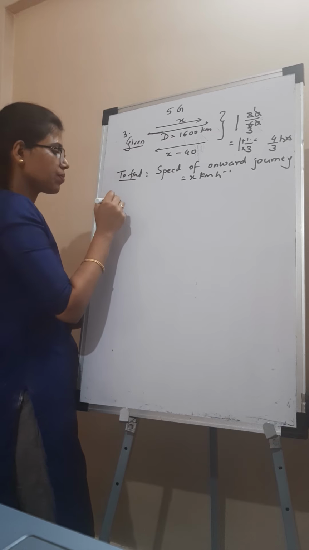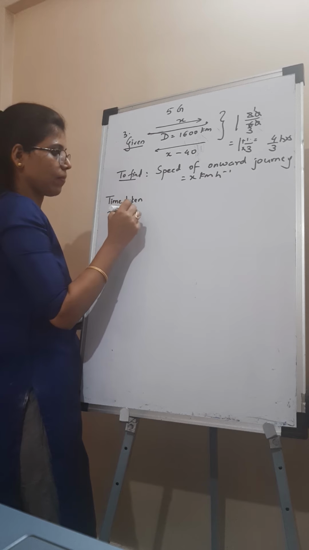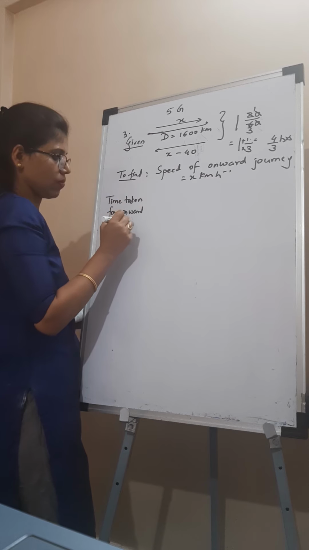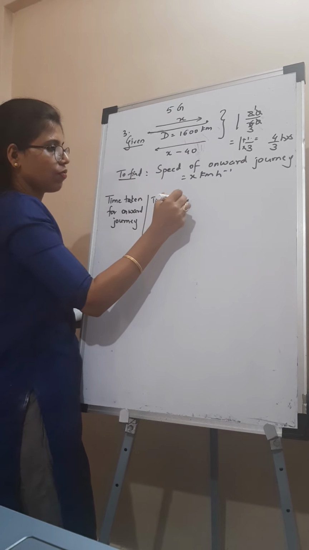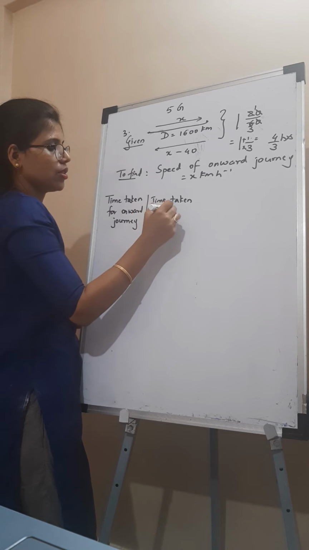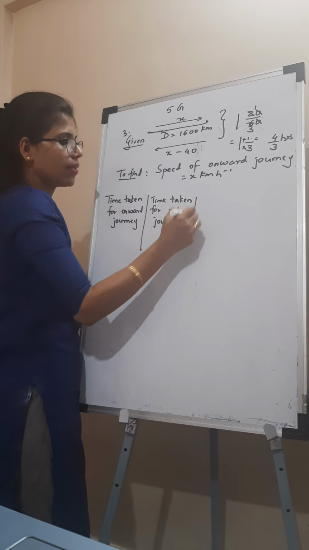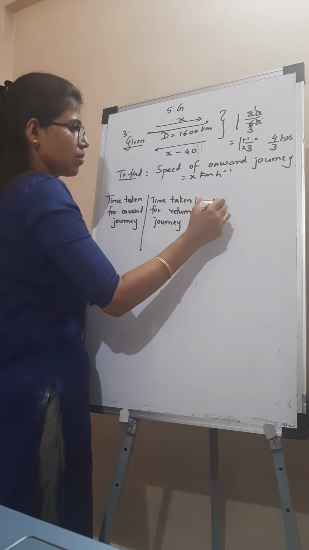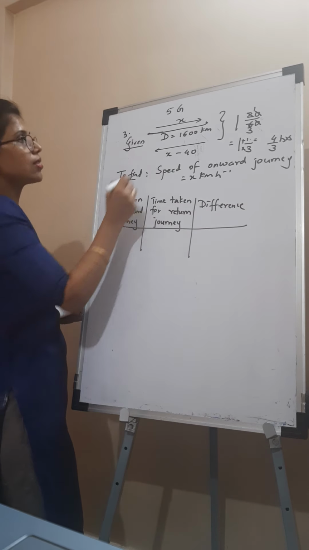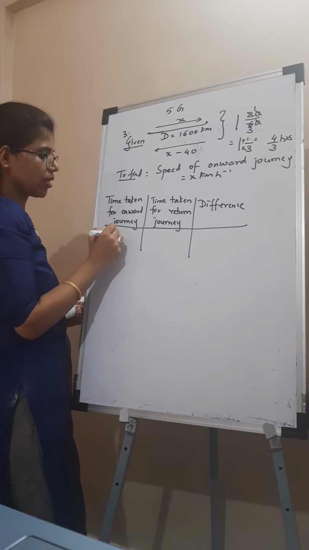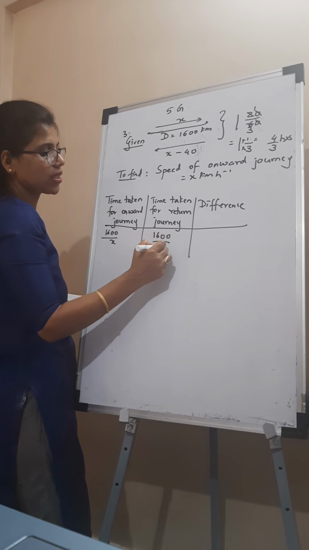So we have to find the time taken for the onward journey and the time taken for the return journey, and then the difference. So here the total distance is 1600. So 1600 upon x, and for the return journey it will be 1600 upon x minus 40.